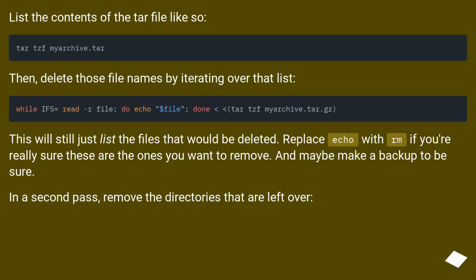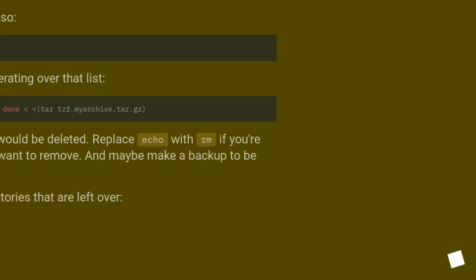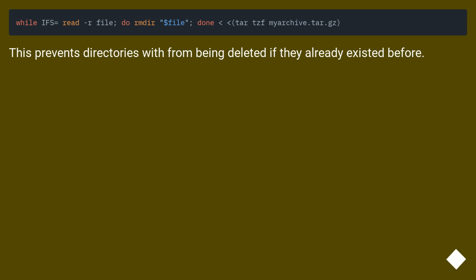List the contents of the tar file like so. Then, delete those file names by iterating over that list. This will still just list the files that would be deleted. Replace echo with rm if you're really sure these are the ones you want to remove. And maybe make a backup to be sure. In a second pass, remove the directories that are left over. This prevents directories from being deleted if they already existed before.